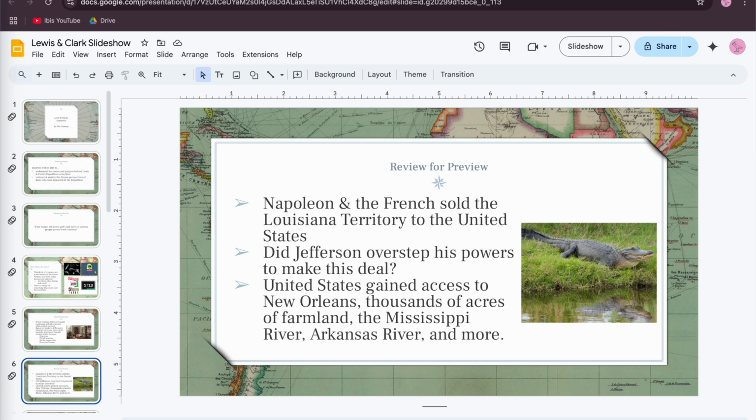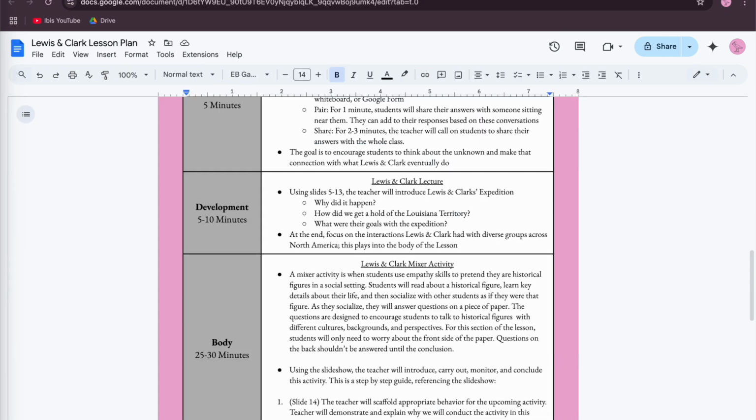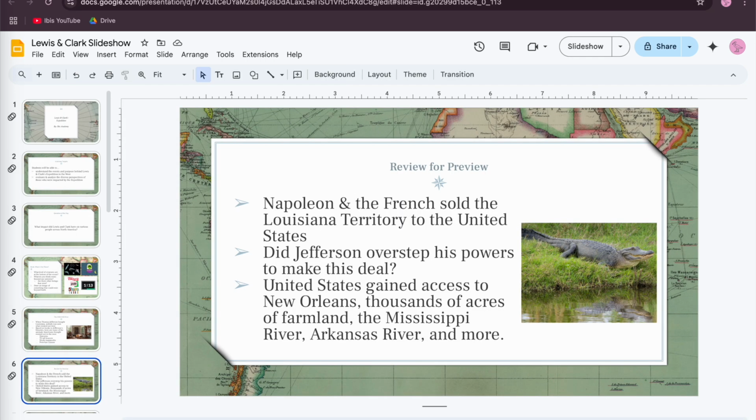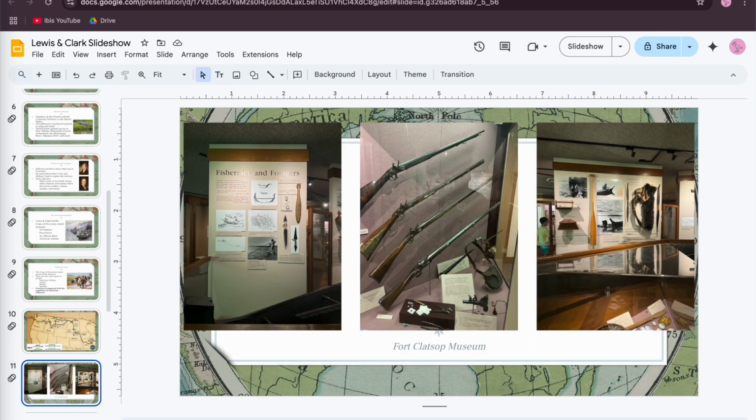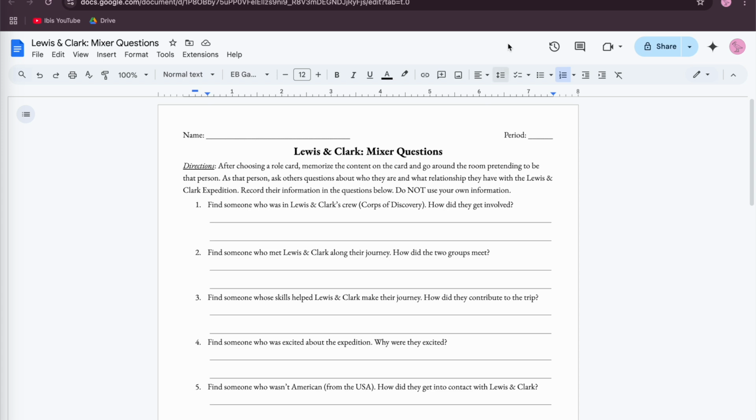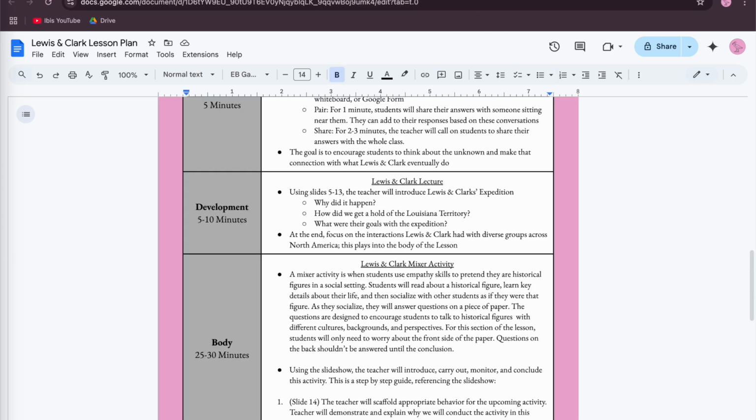Jefferson, did he overstep his authority as president of the United States? Because nothing in the Constitution says a president can buy land from a foreign country. So all of those things are being talked about. I've also included some pictures from my trip to the Fort Clatsop Museum in, I think, Oregon or Washington. I can't remember what side of the border it's on, but that's another thing that students can find interesting.